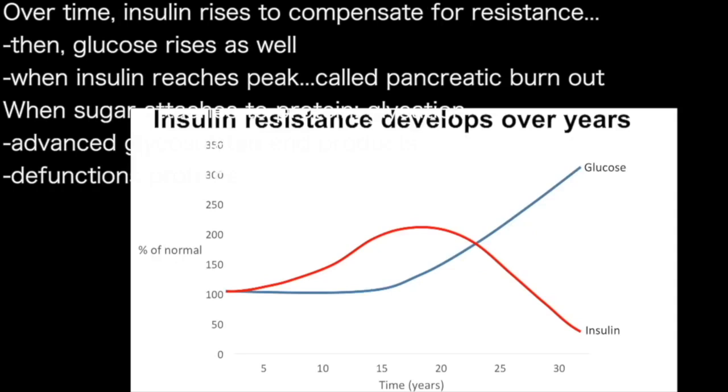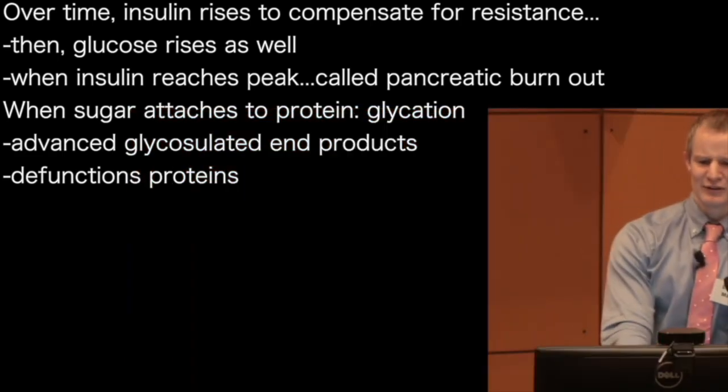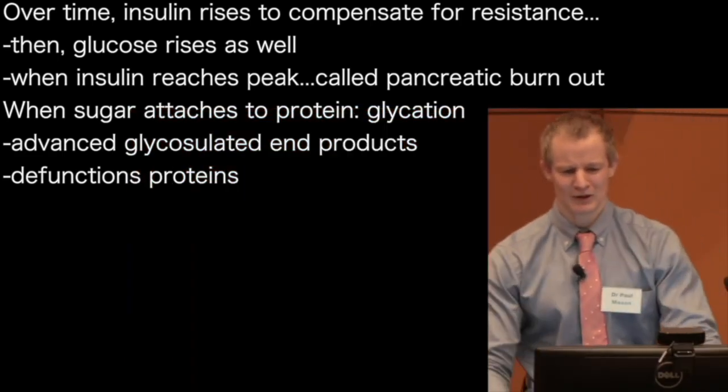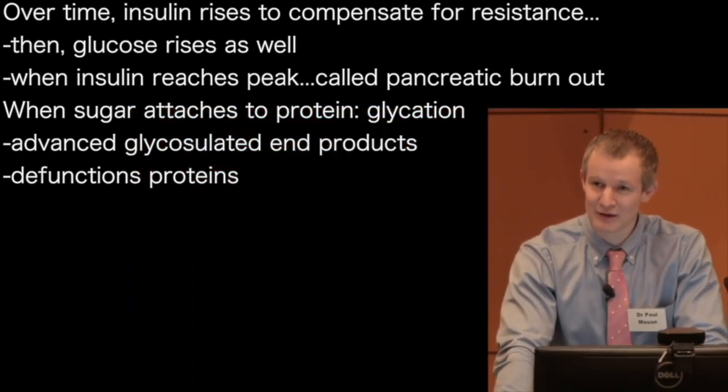Over time, our insulin gradually rises to compensate for the resistance. But there reaches a point where it can't compensate any longer. And then your blood sugar starts to rise. And then several years after that, your insulin secretion reaches a peak. Now, this is what is in common parlance known as pancreatic burnout.